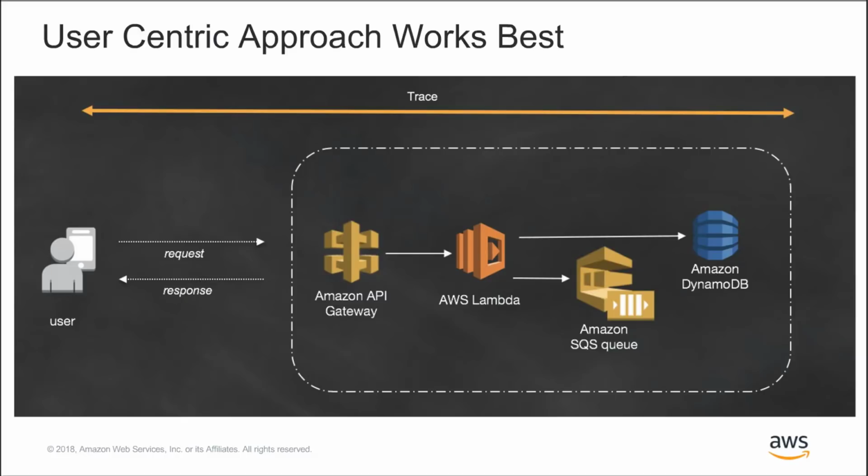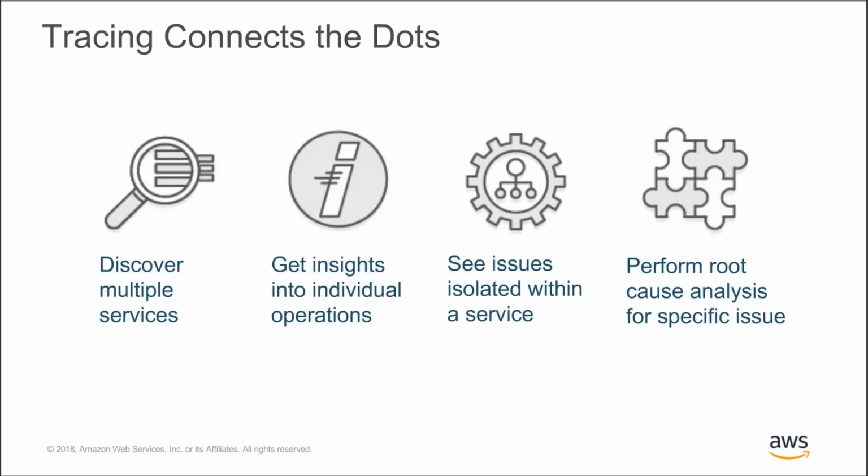If you look at it from a user-centric approach, let's say a user makes a request, it goes to Amazon API Gateway, which then invokes a serverless function in AWS Lambda, which then talks to an Amazon SQS queue, which then potentially stores some data into Amazon DynamoDB as well, and the user gets a response back. If you are looking at it from a user perspective, you should essentially be getting one trace end-to-end, independent of how many services their application is being deployed to. That approach is the best from the customer perspective, and that is the key approach that we're going to take here.